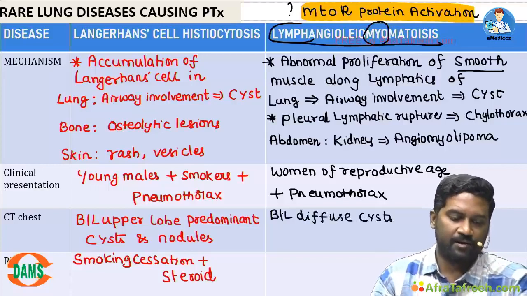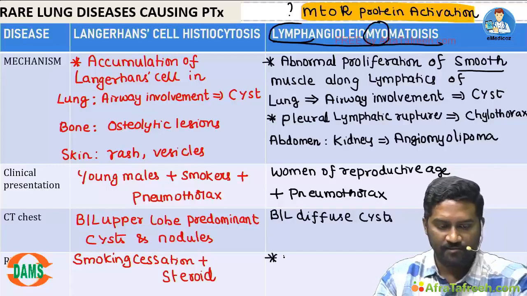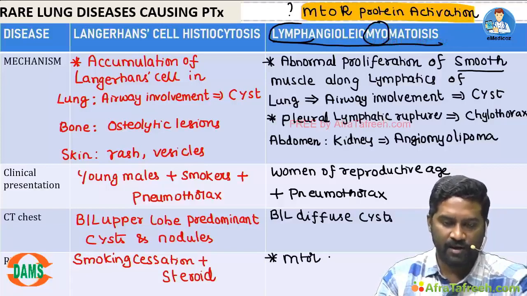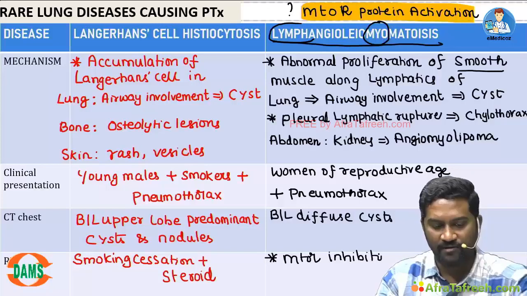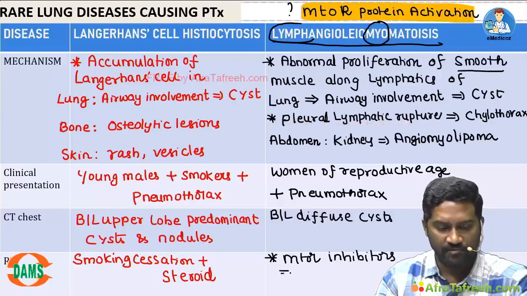Coming to the treatment, why is it happening? Because of mTOR protein activation. We give mTOR inhibitors. What is that mTOR inhibitor? It is called sirolimus.